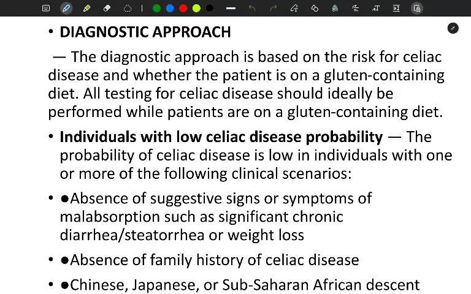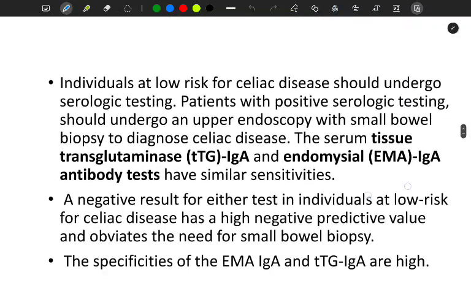Whenever we have a low-risk celiac disease patient, we should do a serological test first. Those with a positive serological test should undergo upper endoscopy plus biopsy. Serum tissue transglutaminase IgA and endomysial IgA have similar sensitivity. The more common, more available one is the tTG. A negative result for both in a patient at low risk of celiac has a high negative predictive value, so you can rule out celiac with such a negative serology, given that this patient is of low celiac probability.